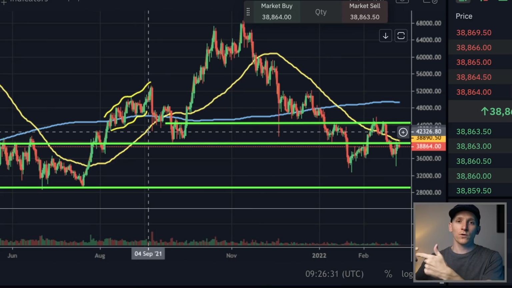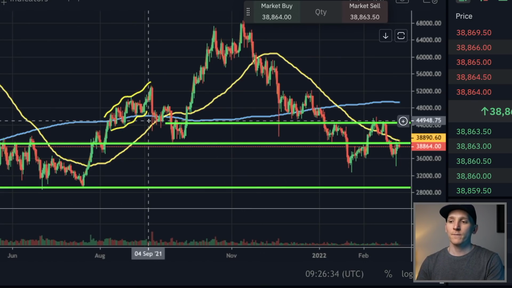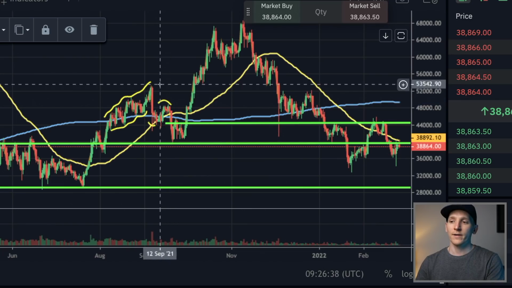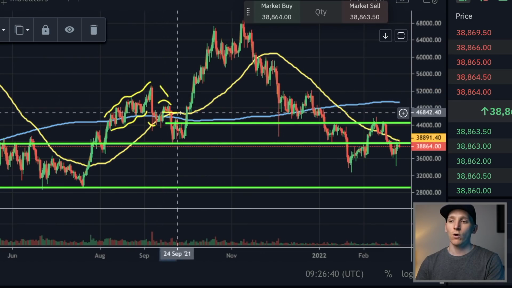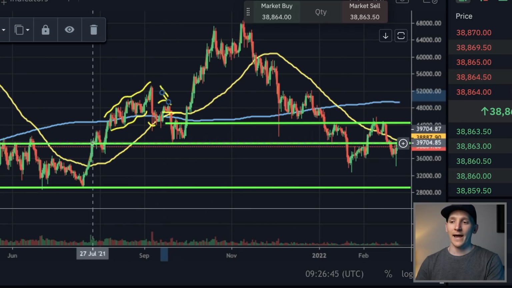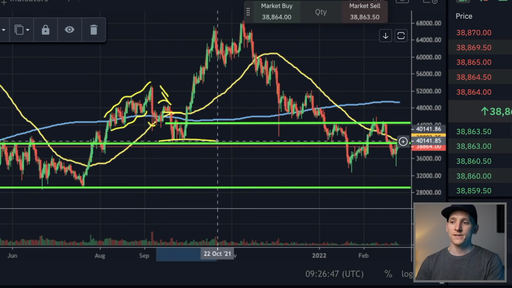Now, obviously, you can use this to your advantage as well, is that if you see basically that you're printing a lower high, and this is starting to reverse, instead of going long here, you're actually going to go short here and sell, and then buy back at the next area of support, which is down here.